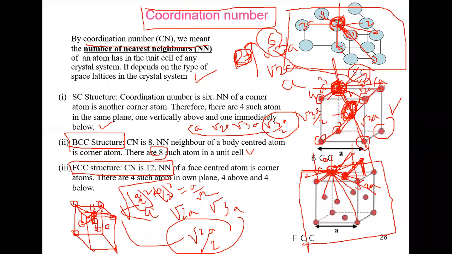So 4 atoms in its own plane, 4 atoms in the lower plane, and similarly there will be 4 atoms in the upper plane also. Why? Because another atom will be here, another will be there. This distance is a by 2, that distance is a by 2, and the diagonal distance is root 2a by 2. So altogether, in the FCC structure the coordination number is 12, because the nearest neighbors of a face center atom are corner atoms. There are 4 such atoms in its own plane, 4 above and 4 below. So altogether, the coordination number is 12.